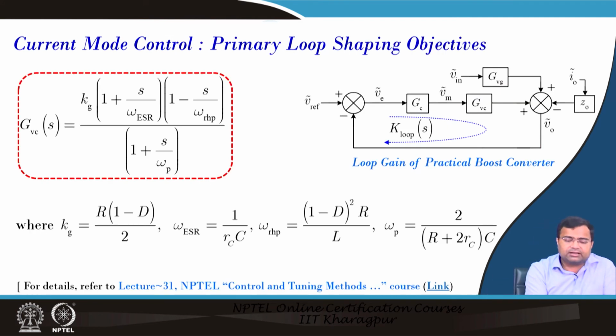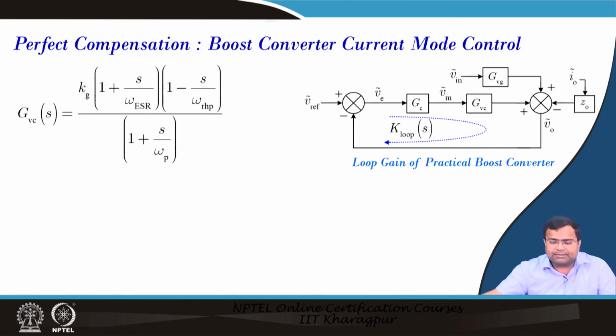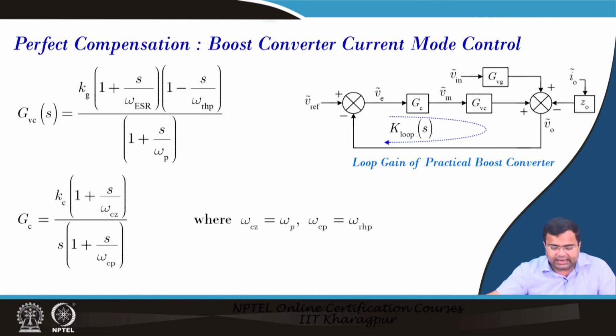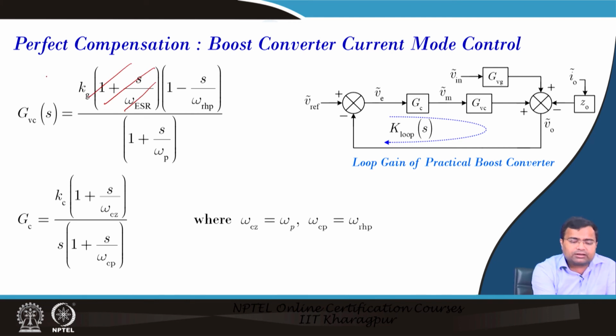For a boost converter, if you write the control to output transfer function under current mode control, we will get a right half plane 0. And if we take an ideal boost converter, we can drop this term, and these are the expressions, given in lecture 31 in our earlier NPTEL course. And if you take a current mode control compensation, again you can ignore this, because we are talking about an ideal boost converter, so you can drop the ESR term, and then you need to do compensation.